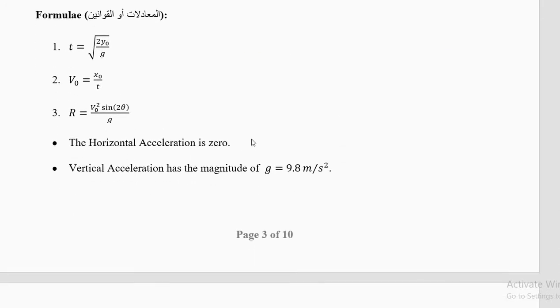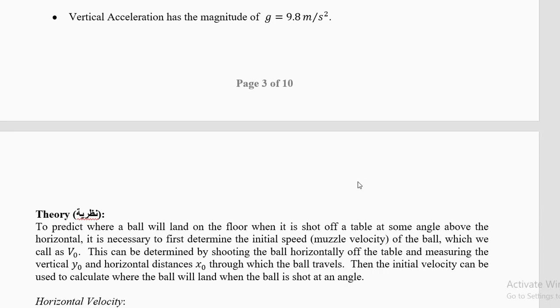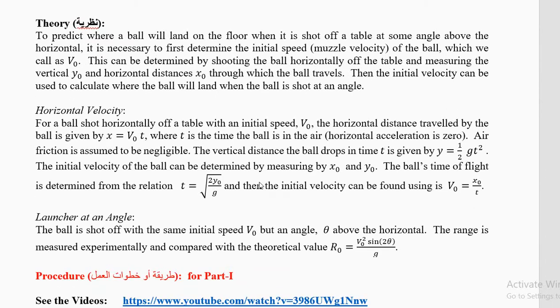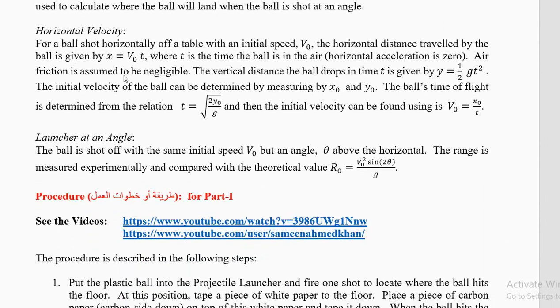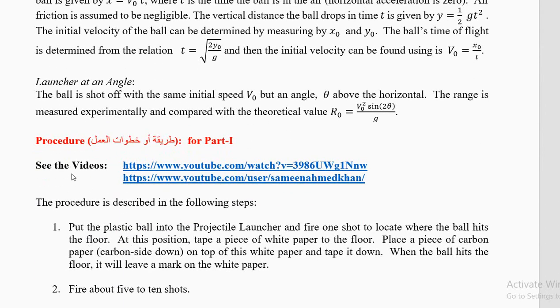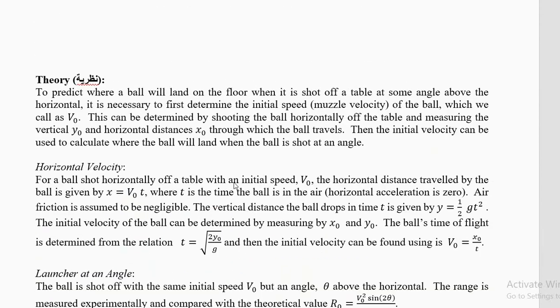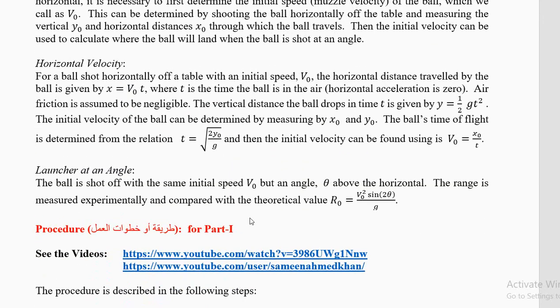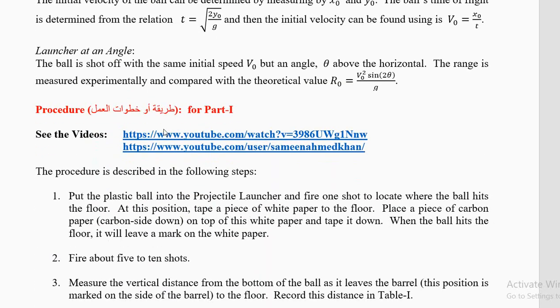Now please remember the horizontal acceleration is always 0 because the earth pulls down, not left and not right. So the horizontal acceleration is 0 and the vertical acceleration's magnitude is g equal to 9.8 meters per second square. Now this is the theory which you can read. These are the launch angles and all these details. You can see this video for your part 1 and part 2. This is the part 1 video.